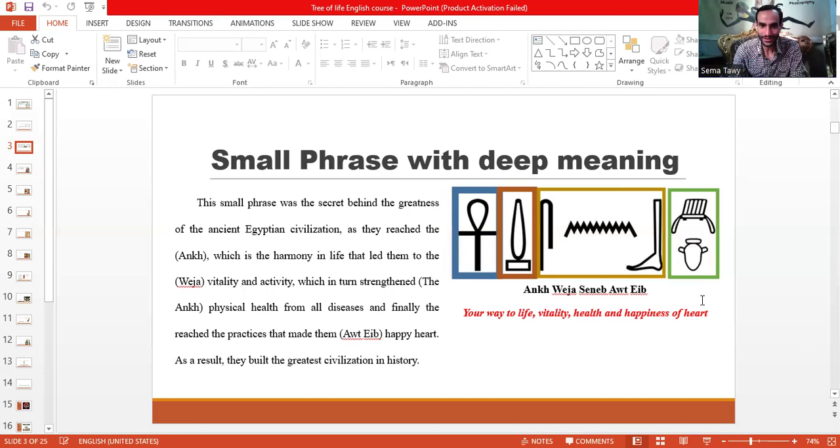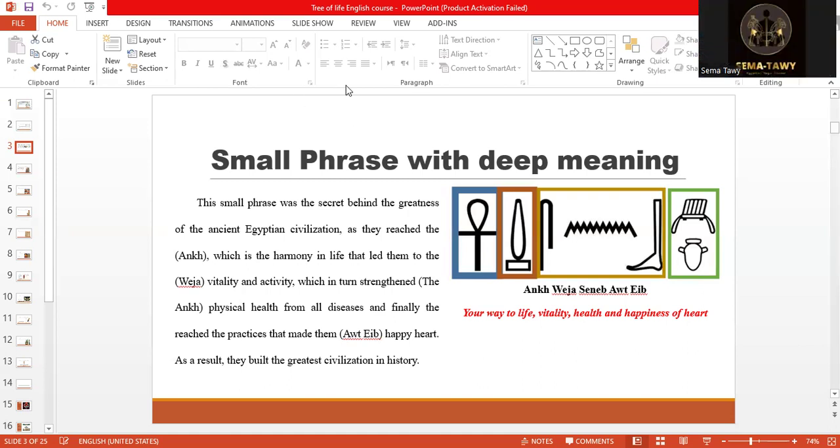This small phrase is repeated a lot on the walls of temples and on papyrus, and also on their mouths, like good morning. Every day, the ancient Egyptians speak this small phrase with its deep meaning. This small phrase has the secret behind the greatness of ancient Egyptian civilization.